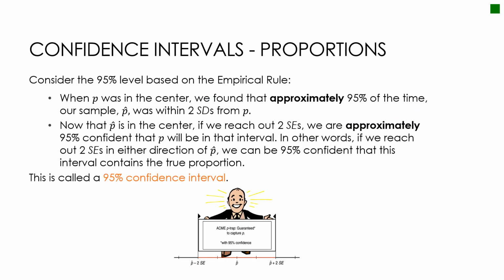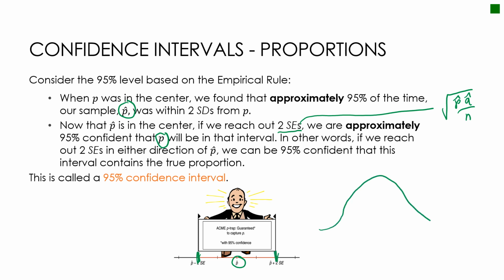So consider a 95% level based on the empirical rule. When p was in the center, we found approximately 95% of the time our sample, which is p hat, was within two standard deviations of p. Now that we're going to have p hat in the center, if we reach out two standard errors, so now we're not using standard deviation but standard error, which remember was the square root of p hat q hat over n, all based on our sample, then we're 95% confident that we're capturing p. So we're 95% confident that p is going to be in this range.